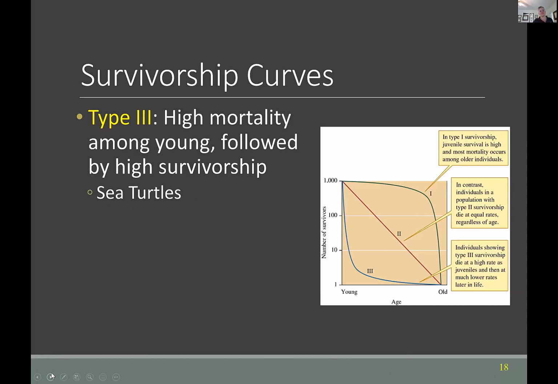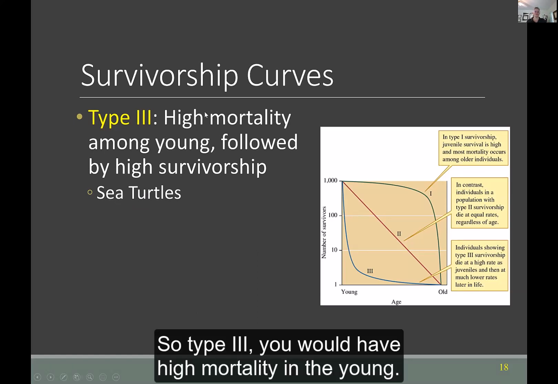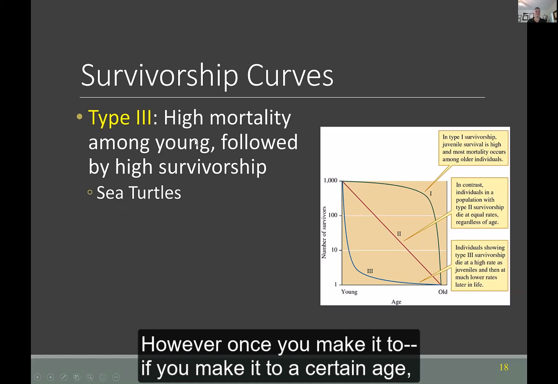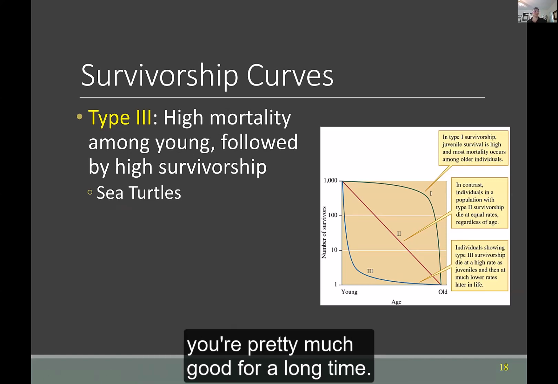So type 3. So type 3, you would have high mortality in the young. However, if you make it to a certain age, you're pretty much good for a long time.